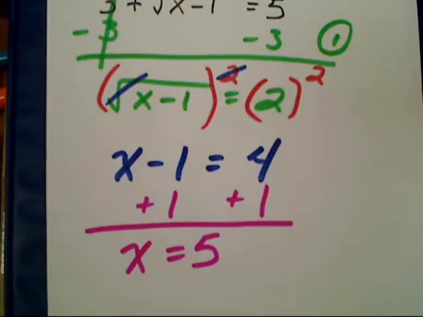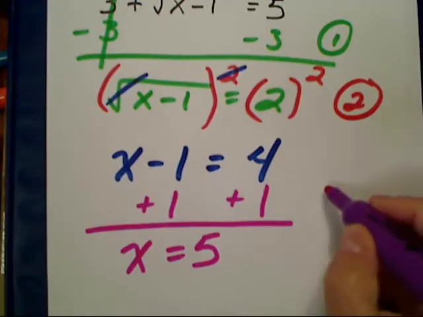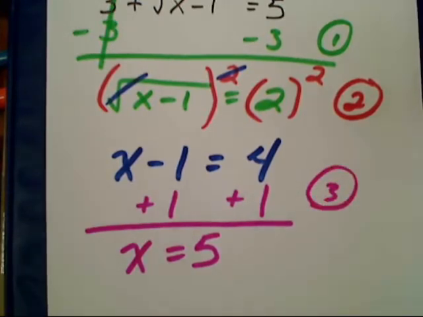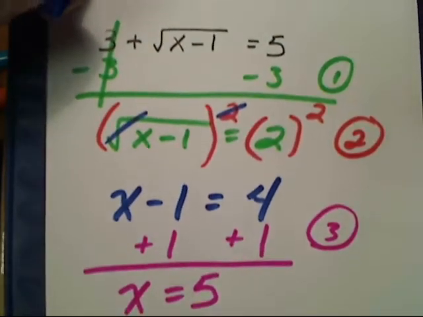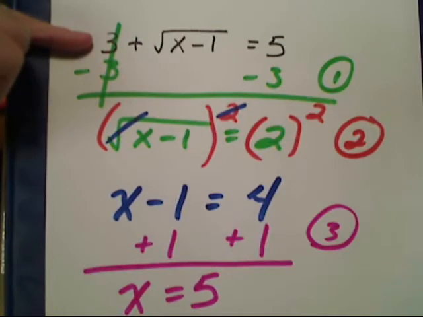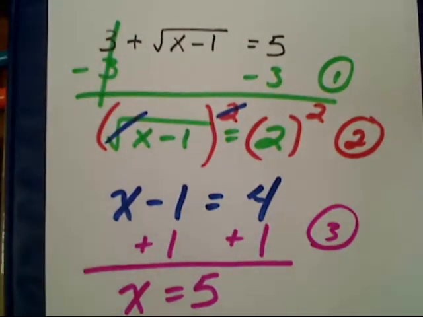Let's see here. This was step 2. This was step 3. Now the key step. We have to check our answers. So now that we know the value of x is 5, we go back into the original problem before we do anything else to it. That's where you have to check and simplify. See if the left side equals the right side.